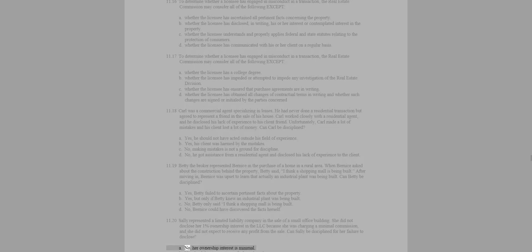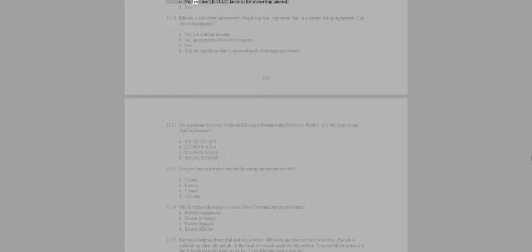A. No. Her ownership interest is minimal. B. No, she did not expect a profit from the sale. C. No, her client, the LLC, knew of her ownership interest. D. Yes.